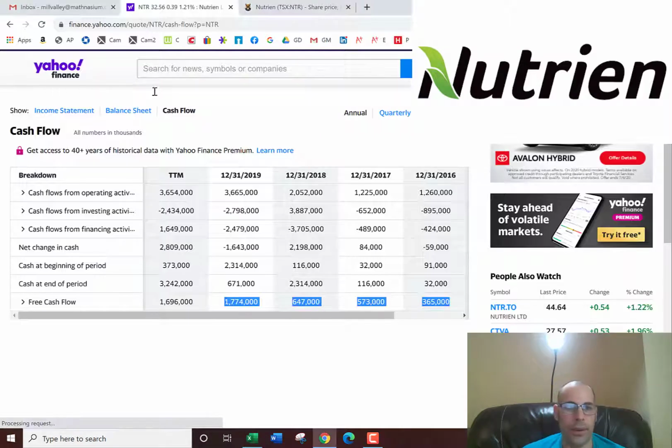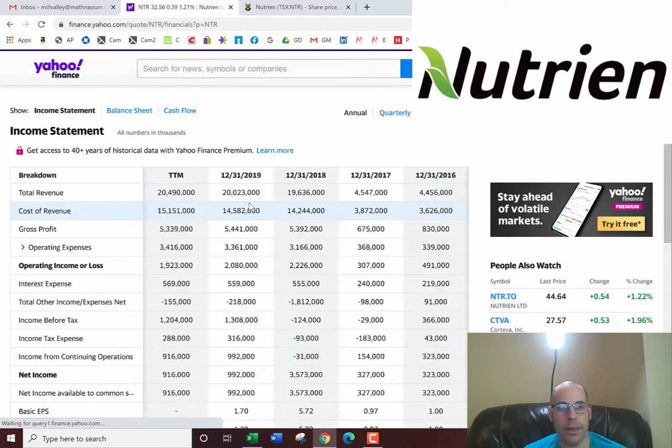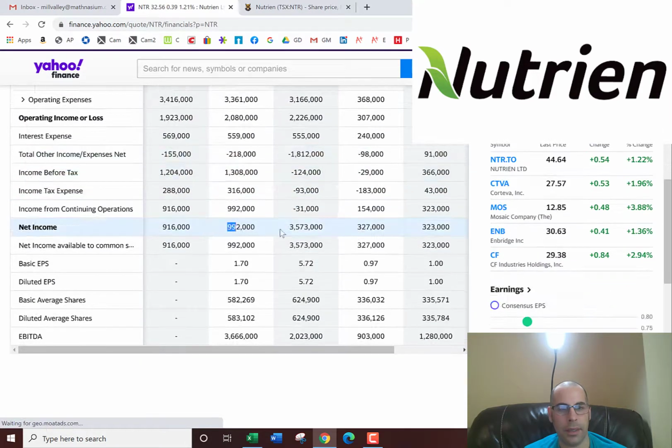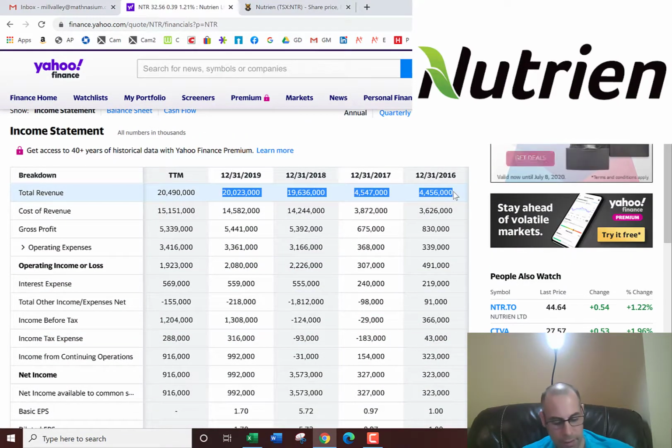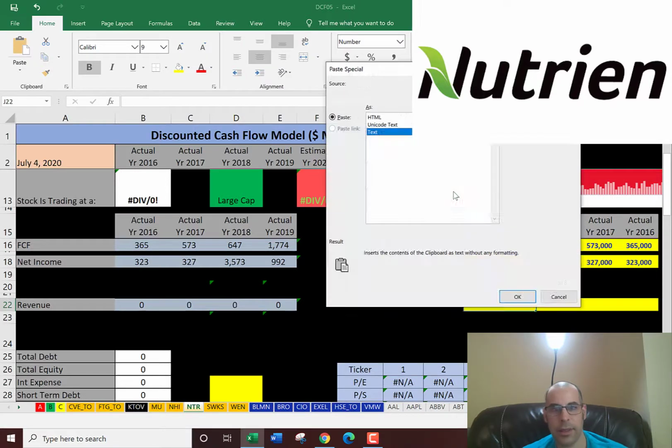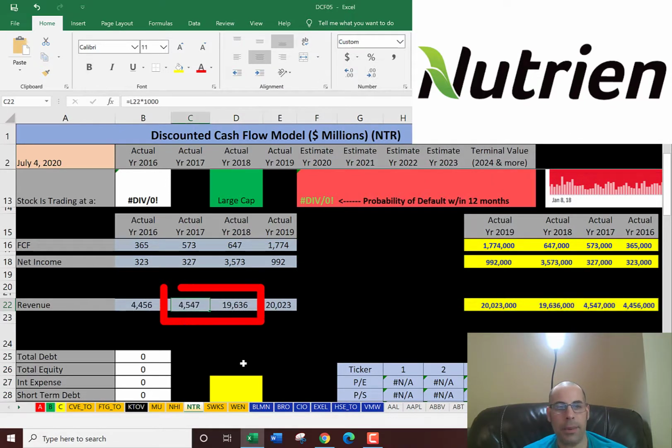We also need their net income, which is the profit and loss on the income statement. And then the revenue, which is also on the income statement. This is the sales for each year. And you can see they had a nice pop in revenue from 2017 to 2018. So that's a really good sign that they're growing.